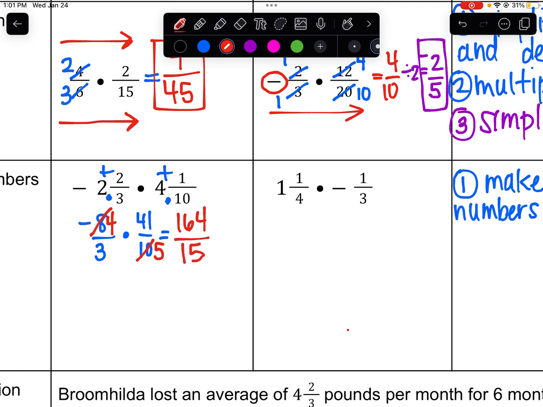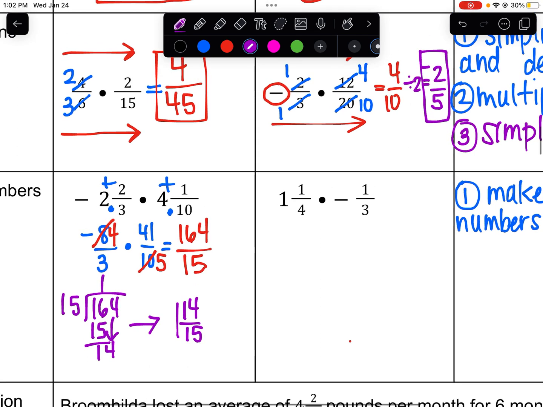Now I have to undo that answer, 164 divided by 15. So I come off to the side. I know 15 goes into 16 once with 1 left over. And then I have a remainder of 14. So my final answer is 1 and 14/15. And I forgot to circle this at the top, of 1 negative, so we're going to bring that negative into our answer.